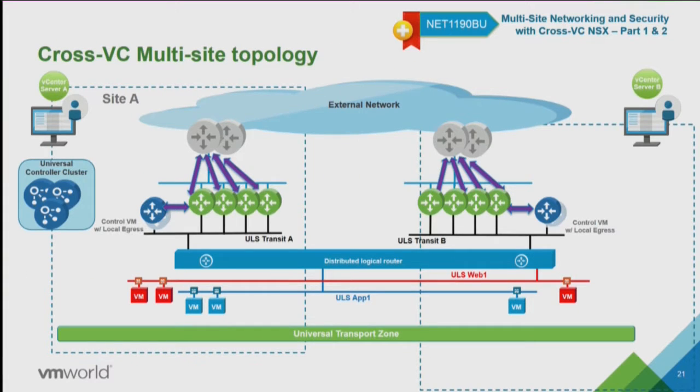And the last topology is cross VC. So it's basically doing all the things that I presented so far, except that you do that across 2 sites, or even more, up to 8 different sites. I will not go into the details.